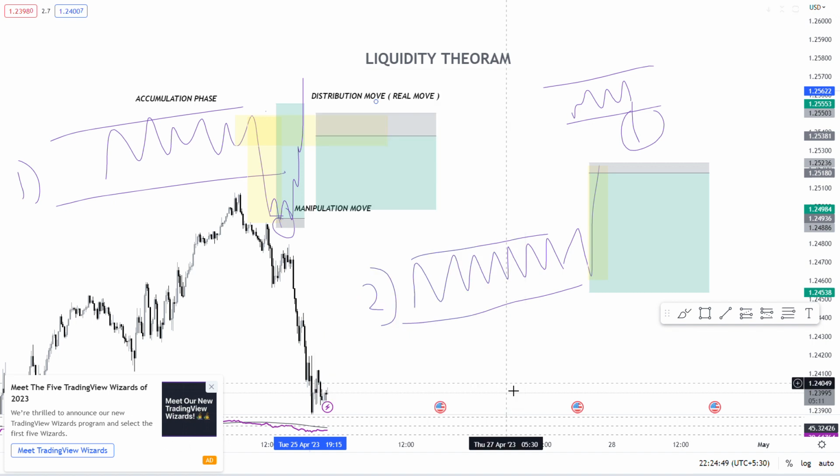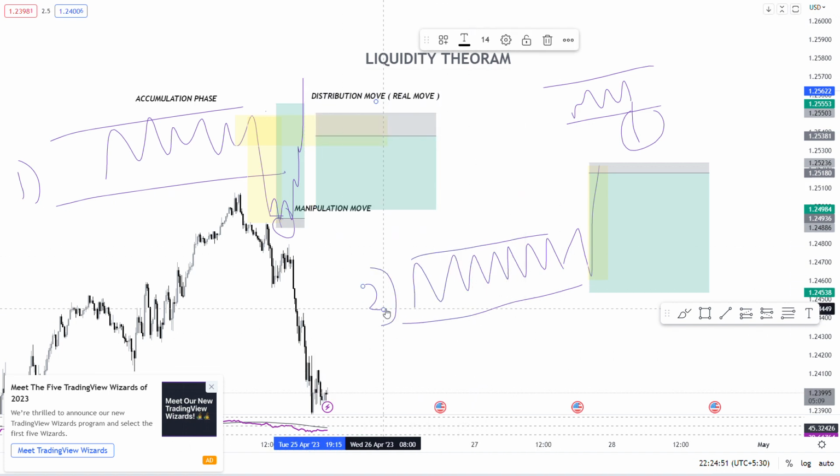Today I caught a trade using this same strategy that I am showing you guys. This is a very simple strategy.